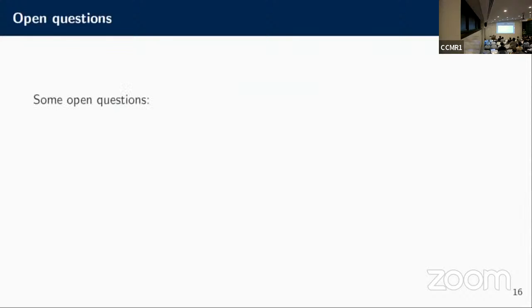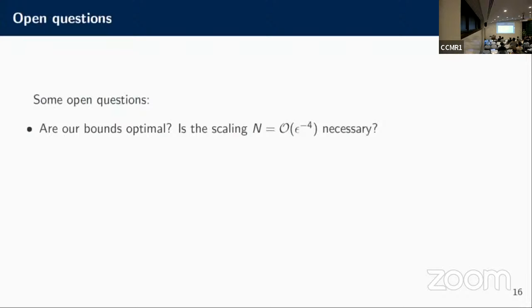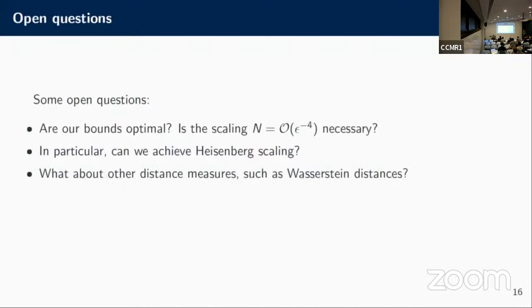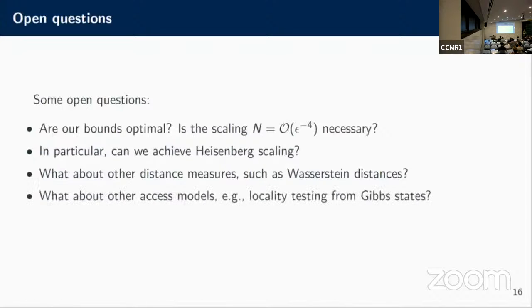So if you are now fascinated by this topic and you want to work on this as well, here are some open questions for you. First, are our bounds optimal? We don't know. For example, is the scaling of epsilon to the -4 necessary, or can you do better? Can you maybe do epsilon to the -2, epsilon to the -1? We don't know. Can you achieve Heisenberg scaling? Try other distance measures such as Wasserstein distances, because they are more adapted to many-body systems. You could also ask about other access models, for example, locality testing from Gibbs states, and this is actually what we are currently thinking about, but we don't know yet. And since Daniel likes Lindblad generators, you could try to do this for Lindblad generators, but we have absolutely no idea how to do it yet.